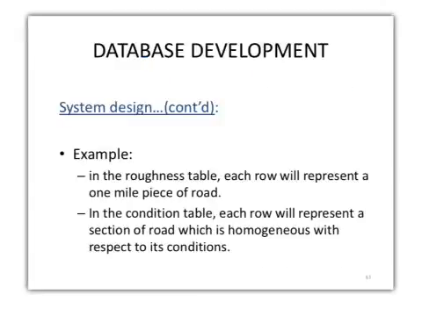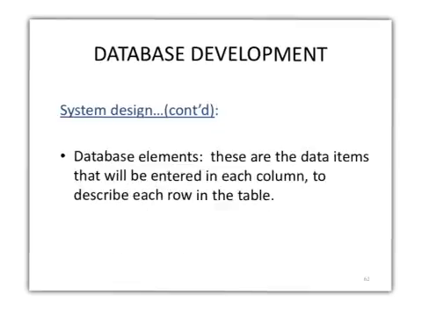Part of the system design, here I'm just giving you some examples. For example, in the roughness table, each row will represent a 1 mile piece of road. In the condition table, each row will represent a section of the road which is homogeneous with respect to its conditions. So you see here, there's a difference between a roughness table and the condition table. Also, you have to think of the database elements. These are the data items that will be entered in each column, and how we can describe each row in the table as well.